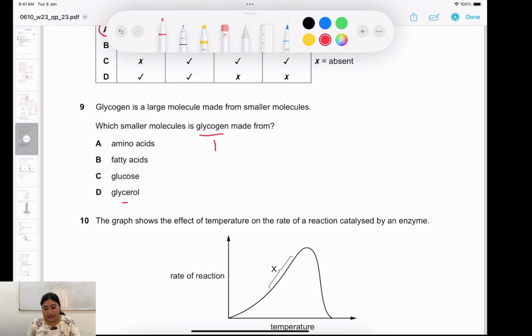Glycogen, my dear, is actually a carbohydrate. So glycogen here is a carbohydrate, and the smallest unit of this carbohydrate would be glucose, definitely glucose. So the correct answer is glucose.